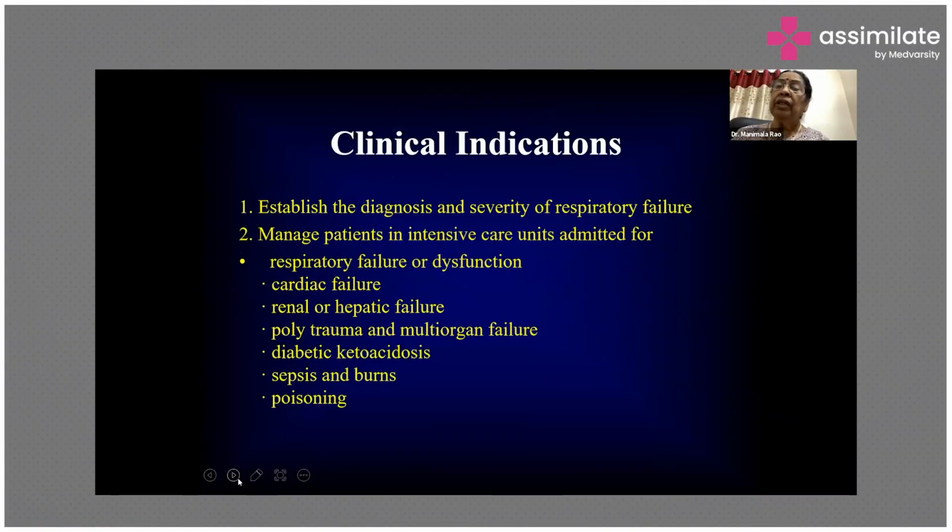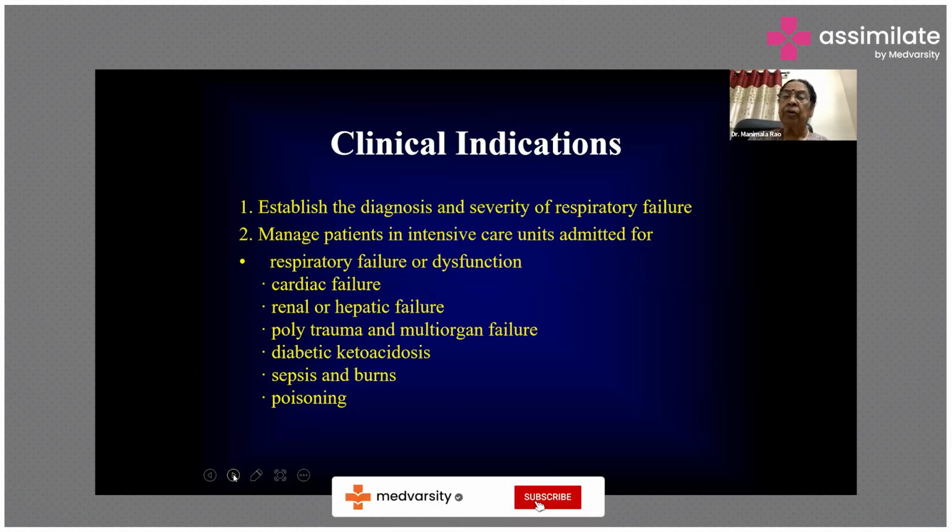One is you want to establish the diagnosis and the severity of the respiratory failure. If somebody is having difficulty in breathing, you want to know what is the problem. Is it the carbon dioxide, or is it the oxygen which is failing? Is it a respiratory failure, or is it a cardiac dysfunction? Is it renal or hepatic? Is it a polytrauma or a diabetic ketoacidosis?